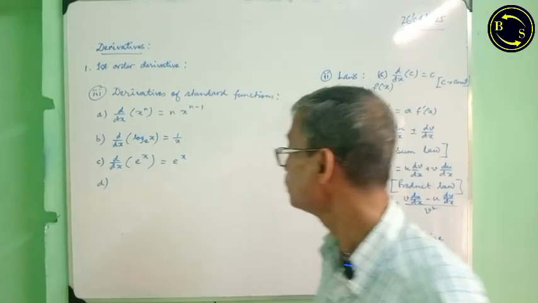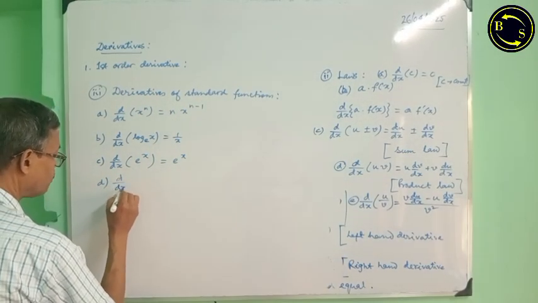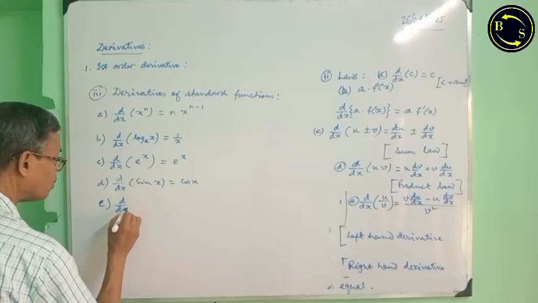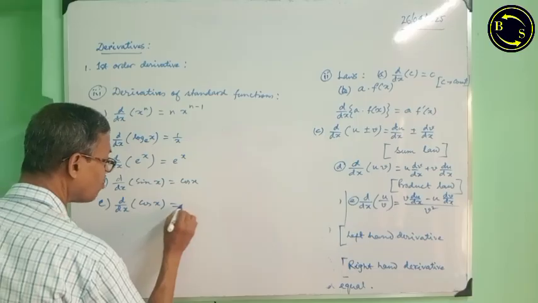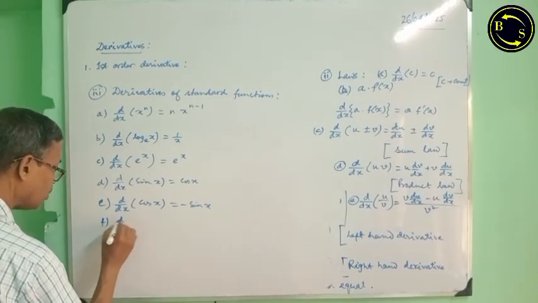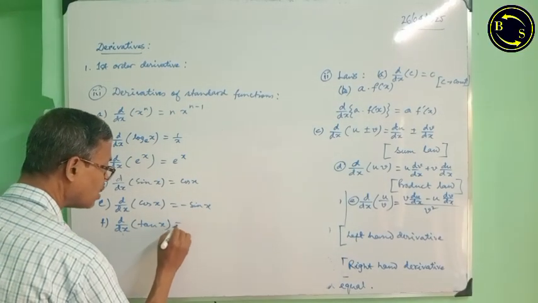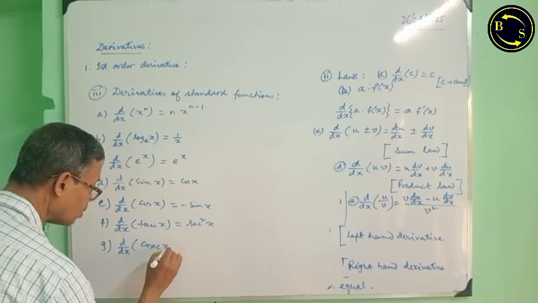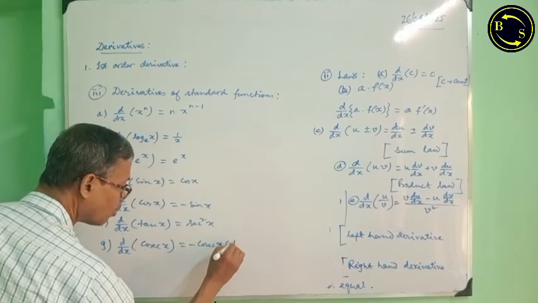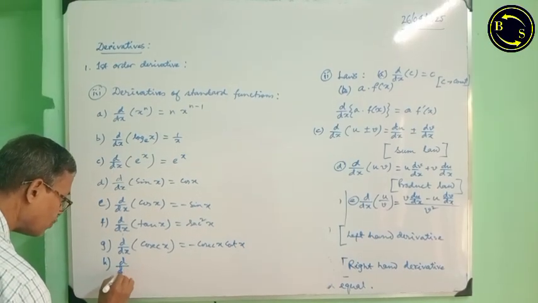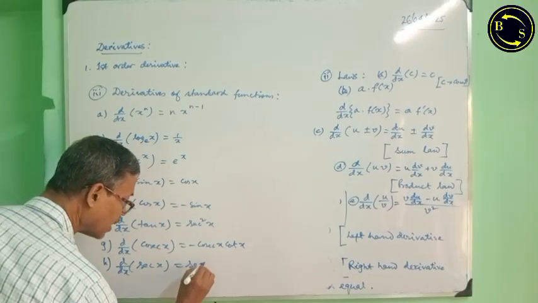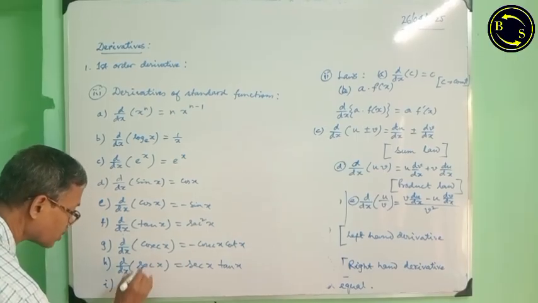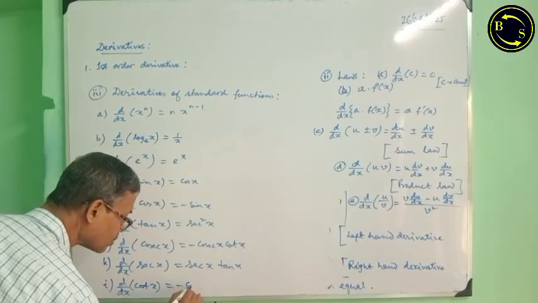derivatives of trigonometric functions. I write those serially. d/dx of sin x is cos x, d/dx of cos x is minus sin x, d/dx of tan x is equal to sec square x, d/dx of cosec x is minus cosec x cot x, d/dx of sec x is sec x tan x, d/dx of cot x is equal to minus cosec square x.